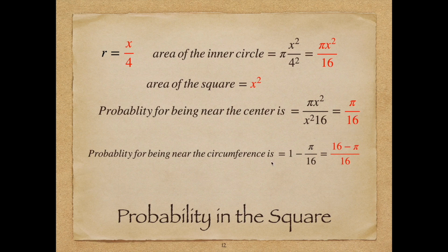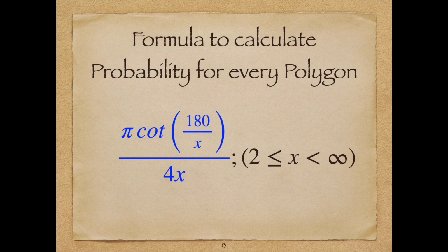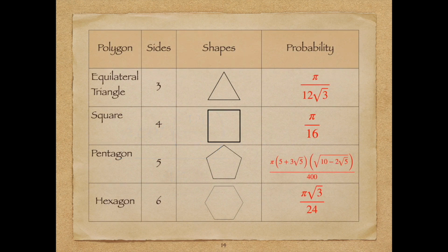I performed these calculations for various polygons, including up to decagon manually, and derived the probability values. Then it caught my eye that every polygon is going through the same method, and thereby I created a formula of pi cot(180 by x) and the whole thing divided by 4 by x. I used my mathematical knowledge and logic to derive this equation. These are the values which I calculated for other polygons.